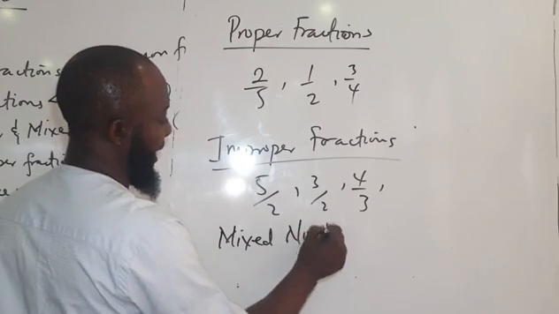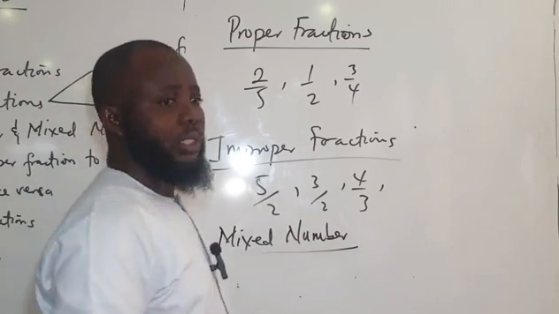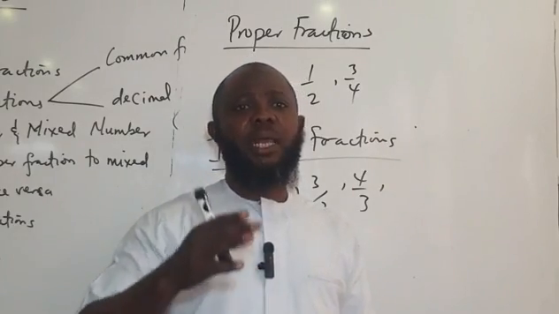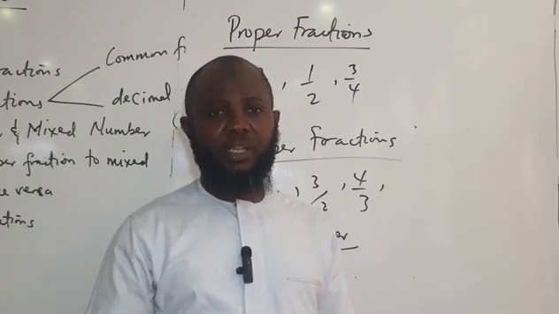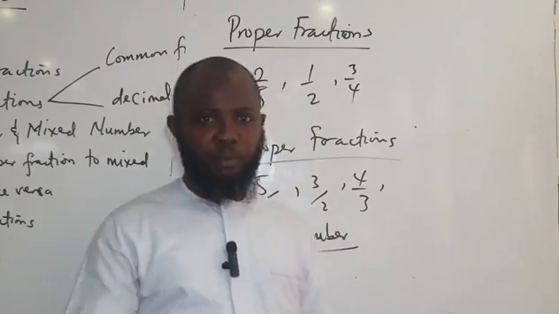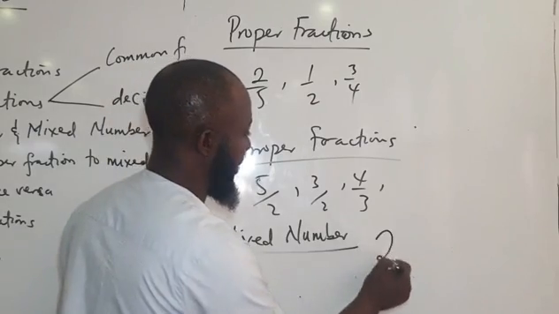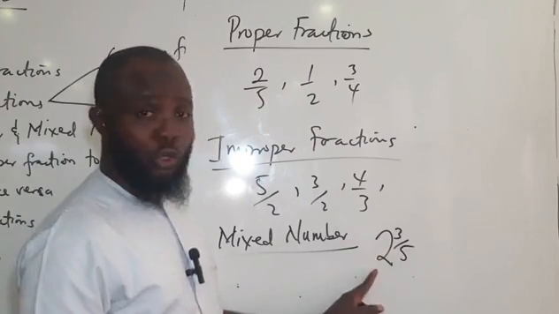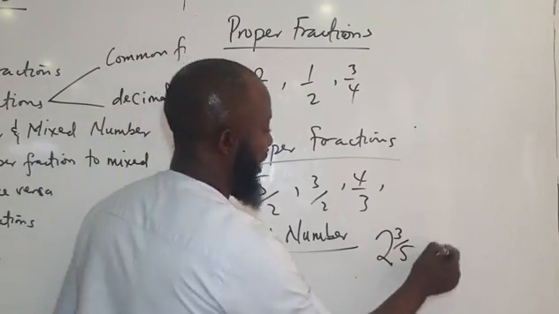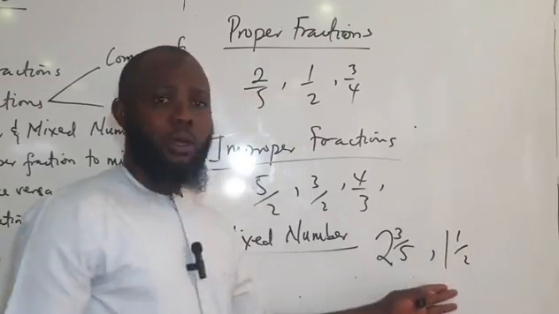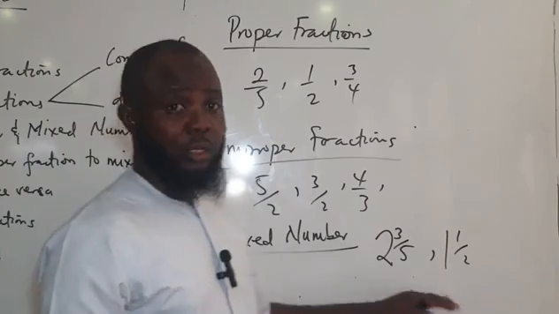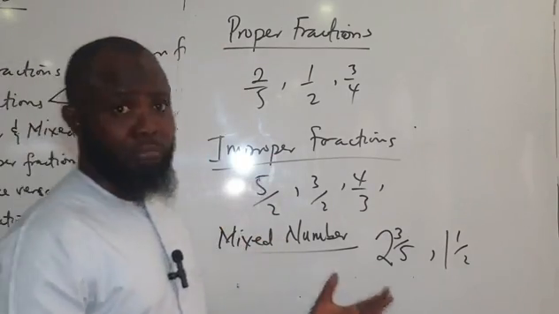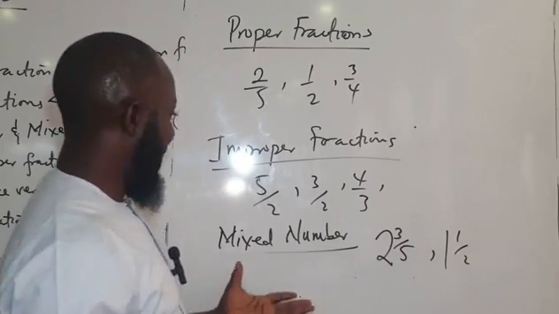So a mixed number here is telling us that we have a whole number and a proper fraction. Just like when you have 2 whole number, 3 over 5. This 2 is a whole number, and this is a proper fraction. Or you have 1 whole number, 1 over 2. All these ones are what? Mixed numbers. I hope this is very clear. Proper fractions, improper fractions, and mixed numbers. So that is that on this.